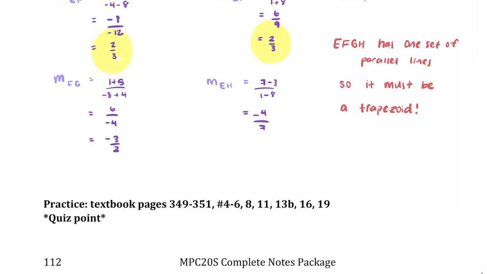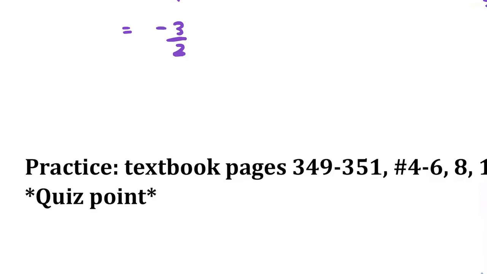Alright. So, we got some more textbook practice. There's some questions there that you should do. And, check that out. Is that a quiz? Quiz point. That's what that means. So, you will see that the next day you might have a little bit of a worksheet that we're gonna post on the Teams thing. And then you might also have a quiz.